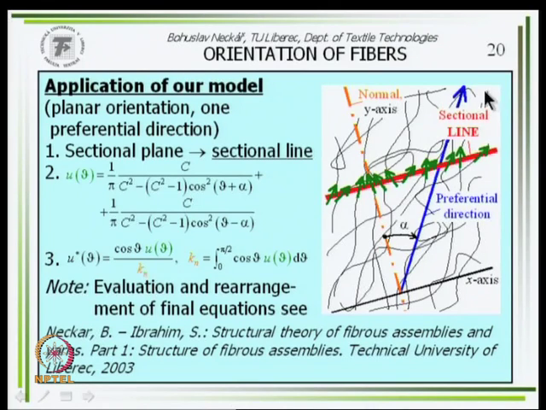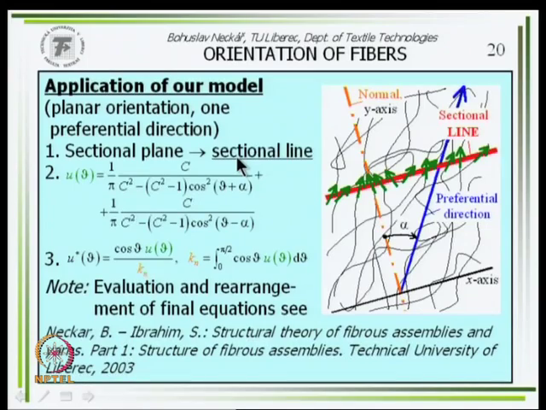There exists some preferential direction given by the blue arrow, and it is interesting for us to derive the probability density function of the short fiber segments which are cut through this sectional line. So the distribution of these green arrows, which characterize the directions in the section of the short fiber segments which were sectioned. Well, what is the strategy of our work? I said the sectional plane is now reduced to a sectional line.